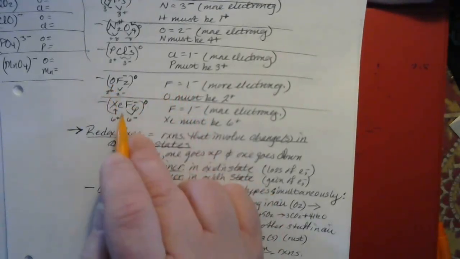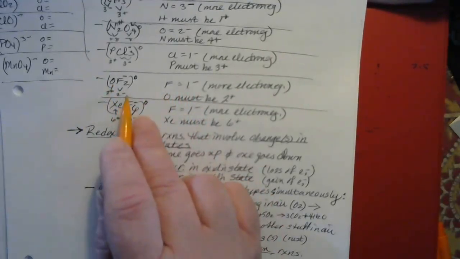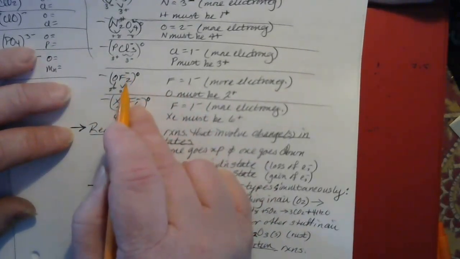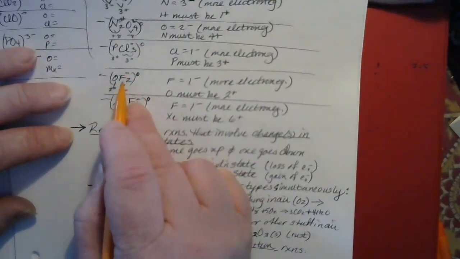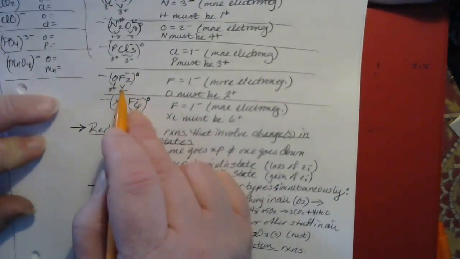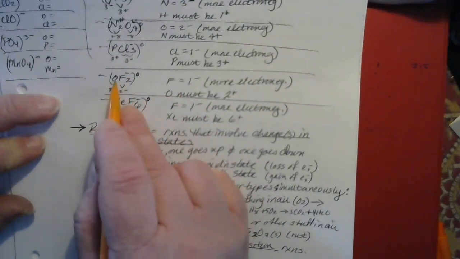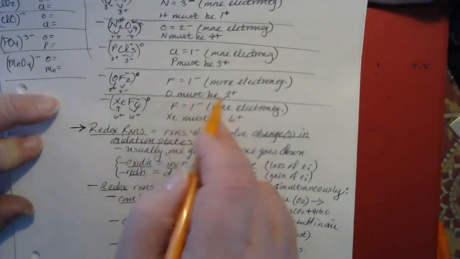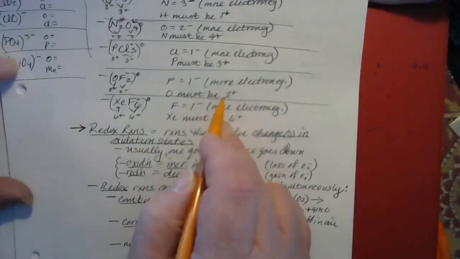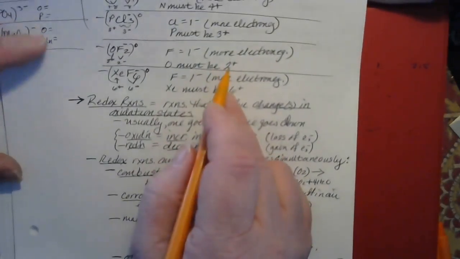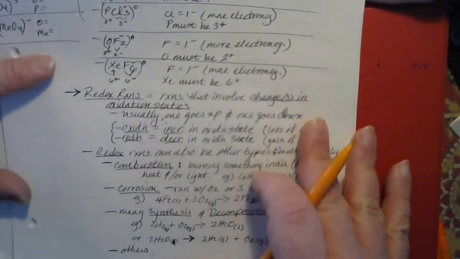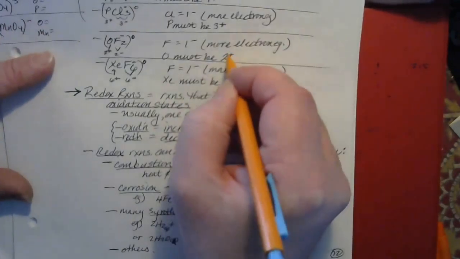And that leaves the oxygen to fend for itself and be whatever it needs to be. So if each fluorine is -1, and there are 2 of them, that would mean the fluorines collectively are minus 2. And there's 1 oxygen to bring that back up to 0. So oxygen must be plus 2. And that's really unusual to see oxygen with a positive charge, but it can happen if it's with fluorine. So oxygen is plus 2.